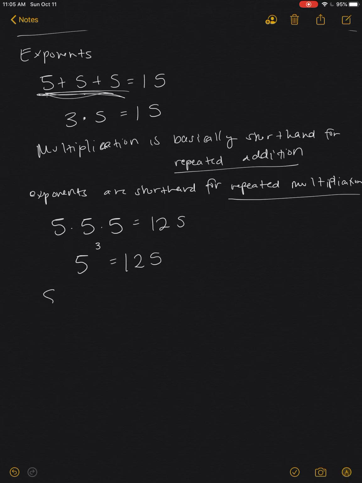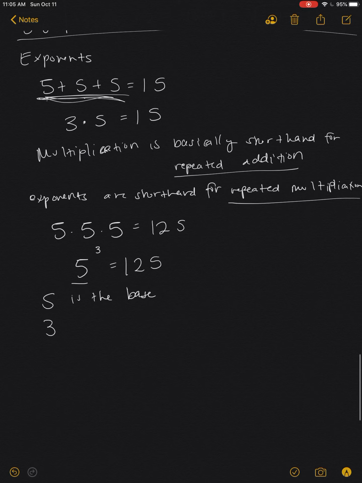Here, 5 is the base. 3 is the exponent. And then 5 to the third altogether is called a power. So that's why you say 5 to the third power. 5 is the base, 3 is the exponent, 5 to the third is a power.